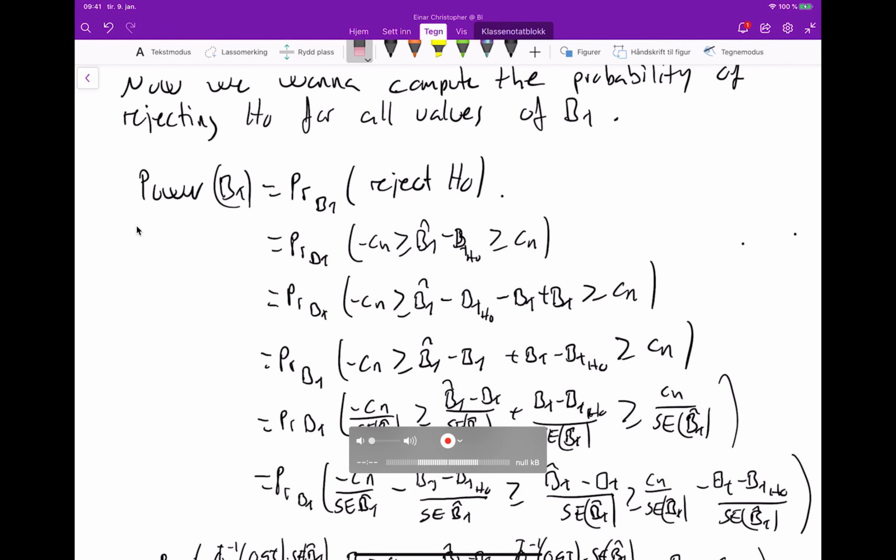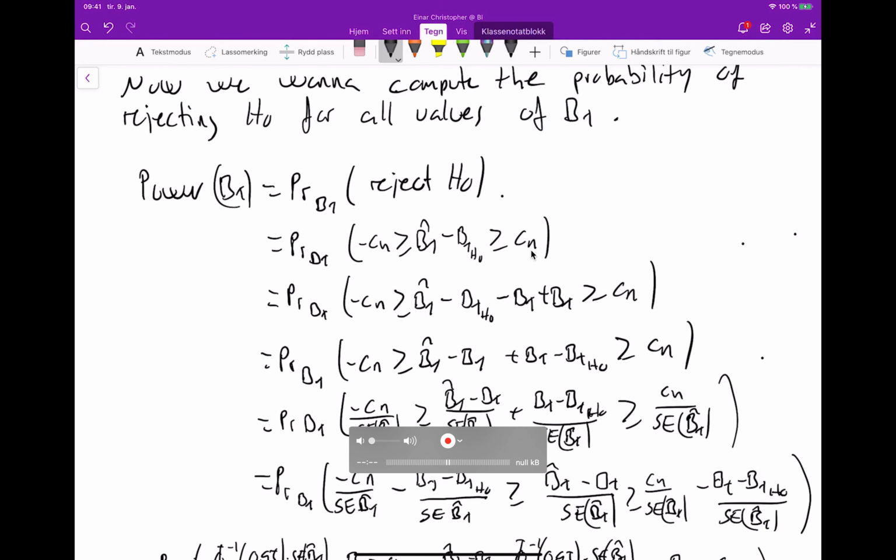So then I have to find the power function. When do we reject H0? Well, we reject it when beta 1 hat minus beta 1 under H0, which is 0 then, I could write 0 there, but I don't. So we will reject H0 if this difference is less than minus Cn or bigger than Cn.